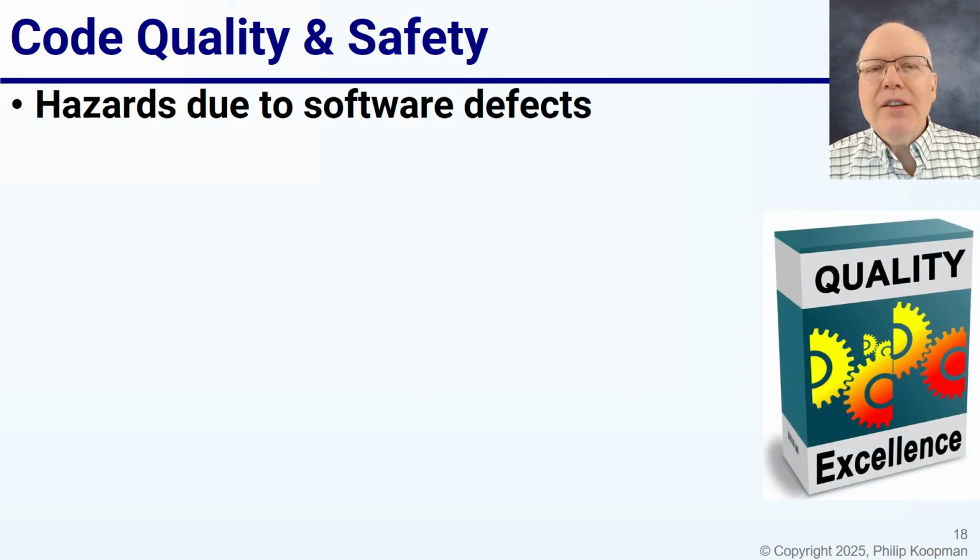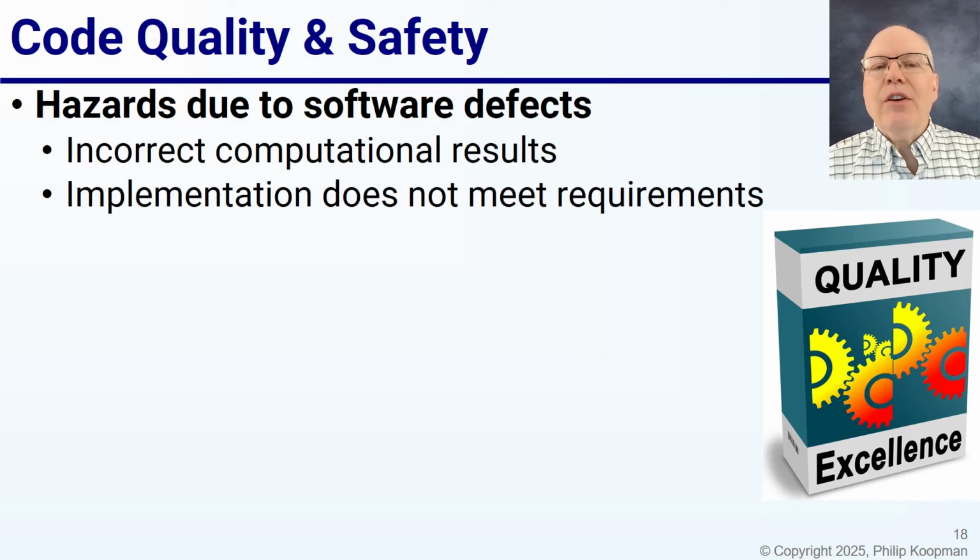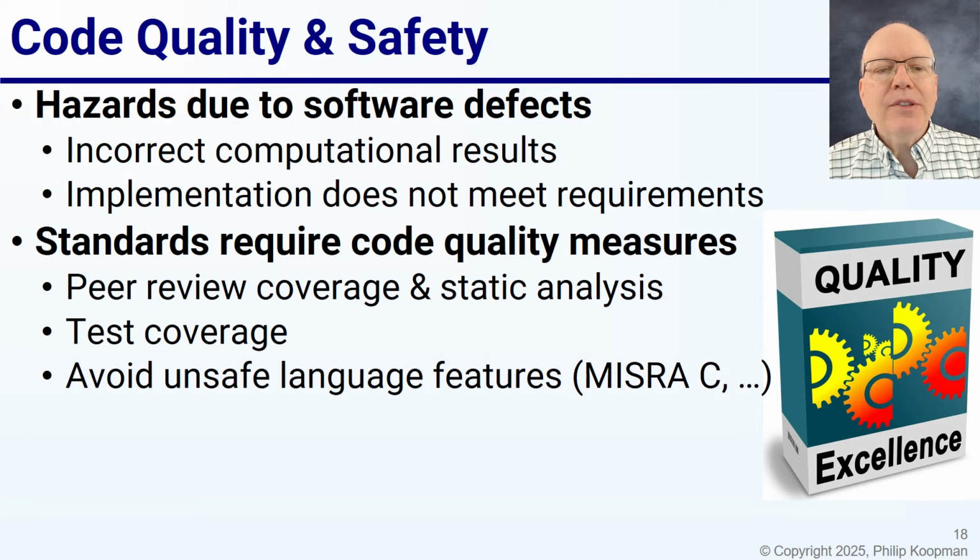Okay, so code quality and safety. This is one of the pieces in the safety standards. It's the one we all think about. There are hazards due to software defects. One of the reasons the robot arm may misbehave is there's a software defect. There also might be environmental conditions you have to deal with. But all it boils down to, for functional safety, is you have a bunch of requirements, and did the software properly implement the requirements? You could have incorrect computational results. You could have an implementation that does not meet the requirements.